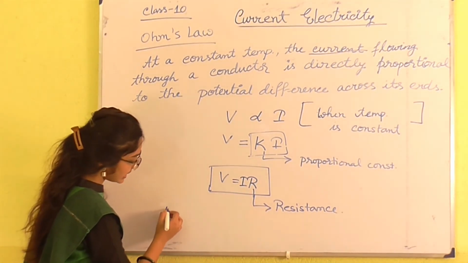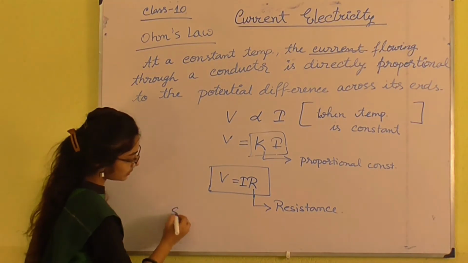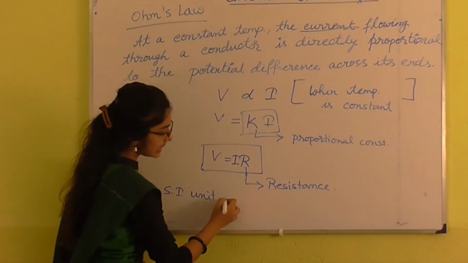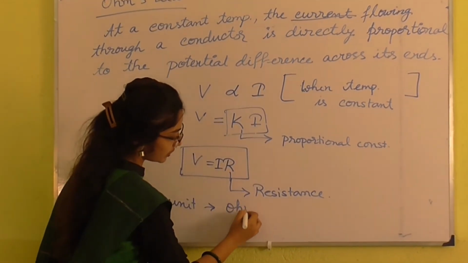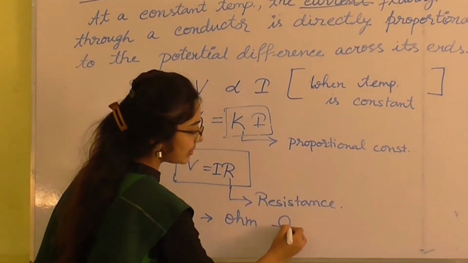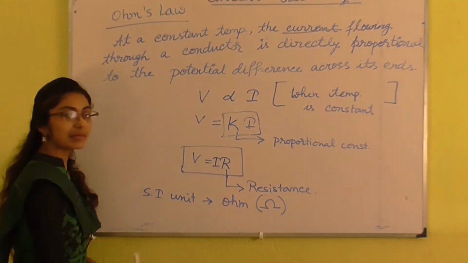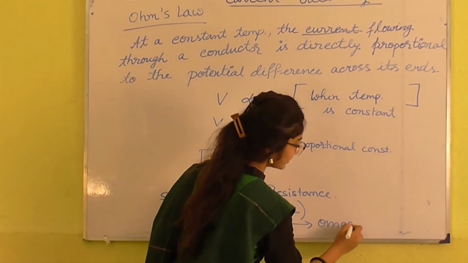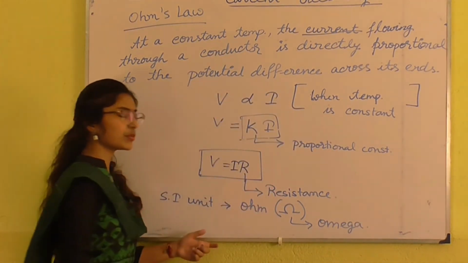The SI unit of resistance, you have to know. The SI unit of resistance is Ohm, O-H-M, or the symbol is, this symbol is known as omega. Omega is the symbol of resistance.